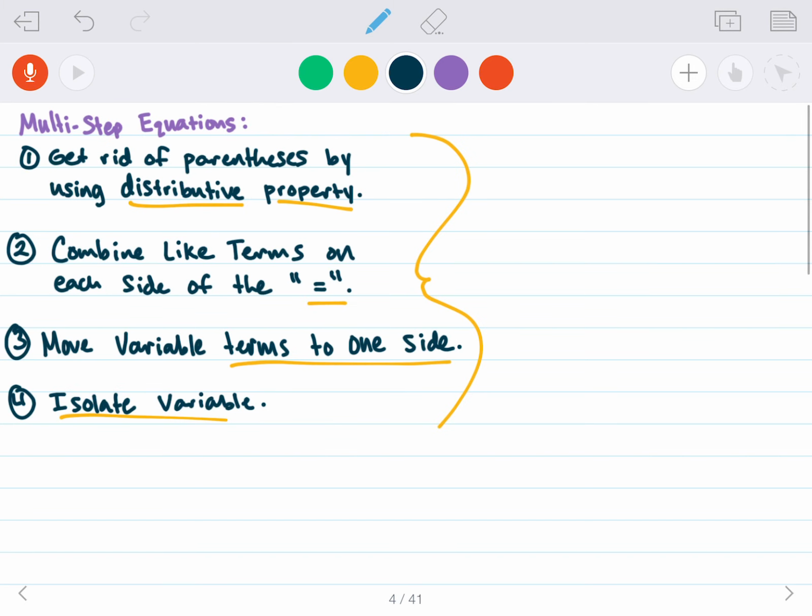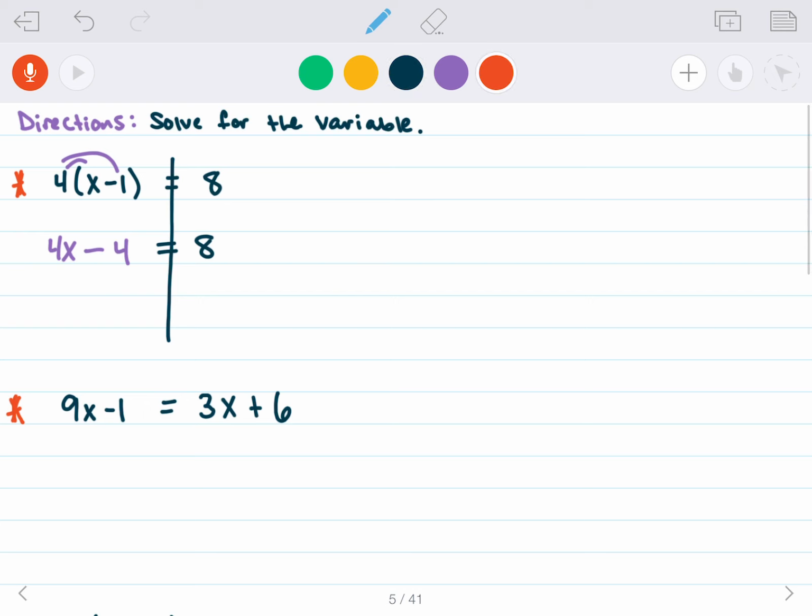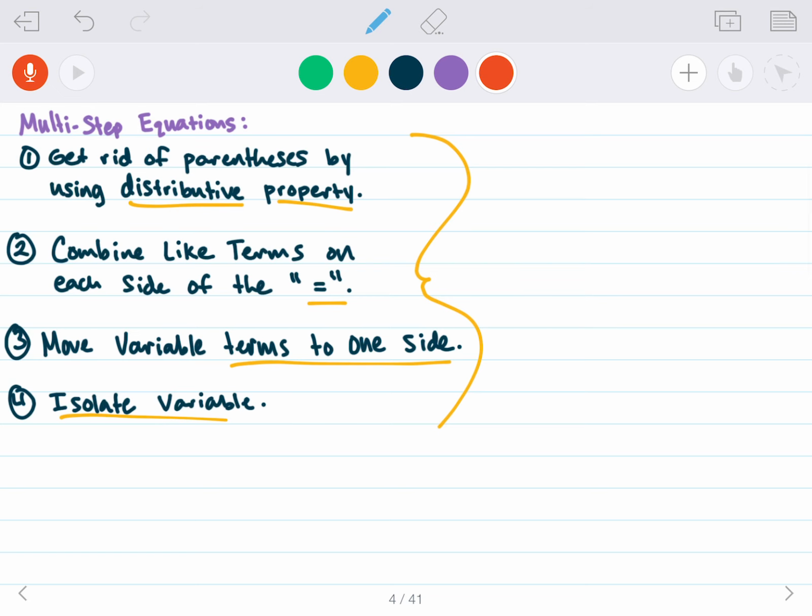Now, does step 2 apply? Combine like terms on each side of the equal sign. Well, on the left side, do I have like terms? No. On the right side, do I have like terms? No, I just have 8. So step 2 doesn't really apply.